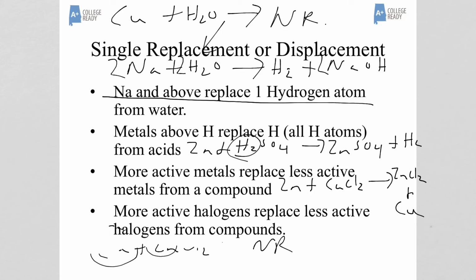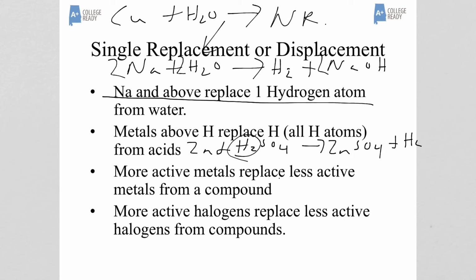The other example of a single replacement reaction that you need to be familiar with is that more active halogens can replace less active halogens from a compound. So for example, you might have chlorine gas plus sodium iodide. Chlorine is above iodine in the periodic table and in the activity series of halogens. So it will replace it. So you'll get sodium chloride plus I2.